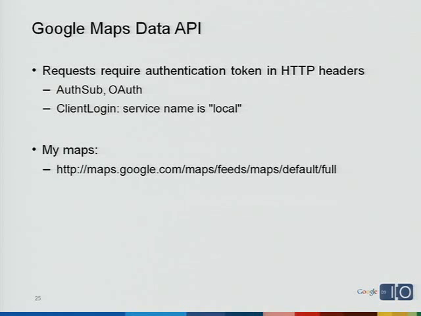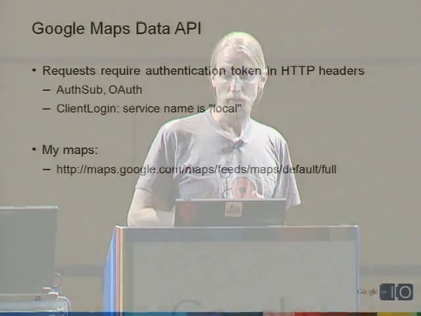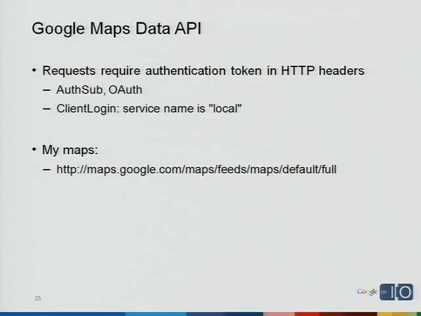This URL here is the top level entry point. If you send an authenticated request for this URL, it will list all of your MyMaps, basically all of the maps that you own, whether created through the API or in the MyMaps user interface. And then from there, you can drill down. You get other links that reference individual maps and then features within maps.